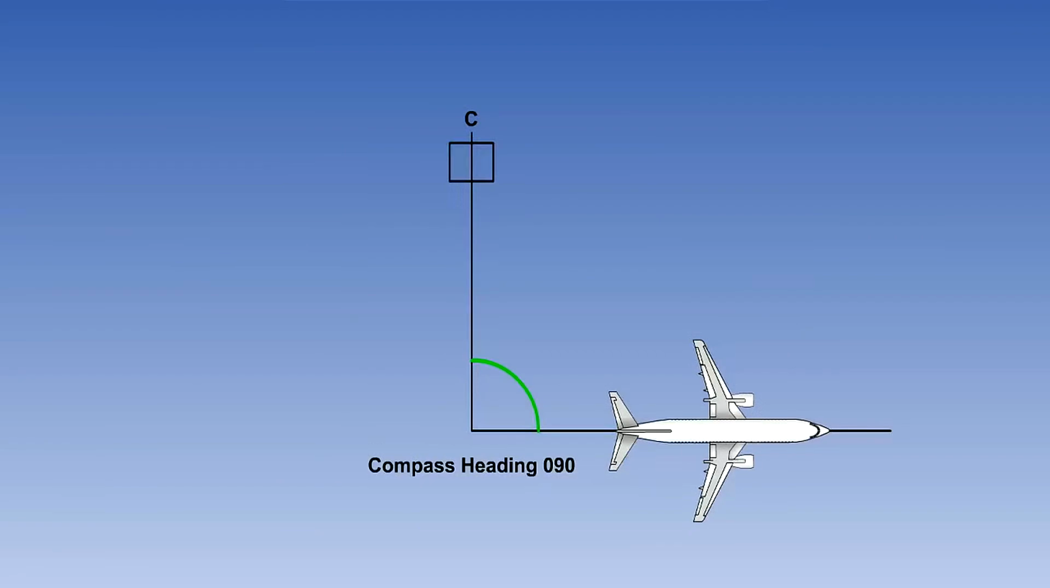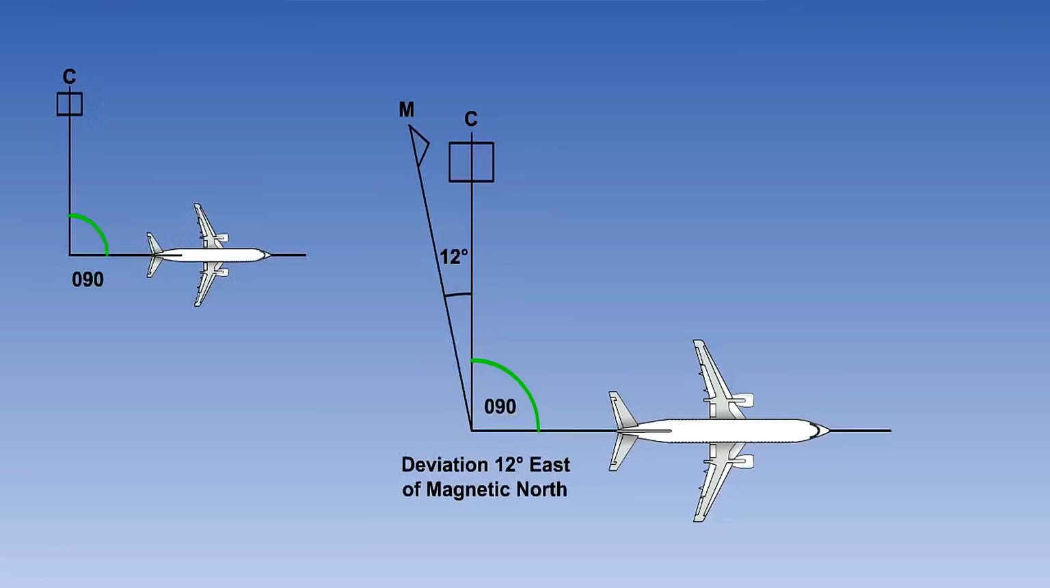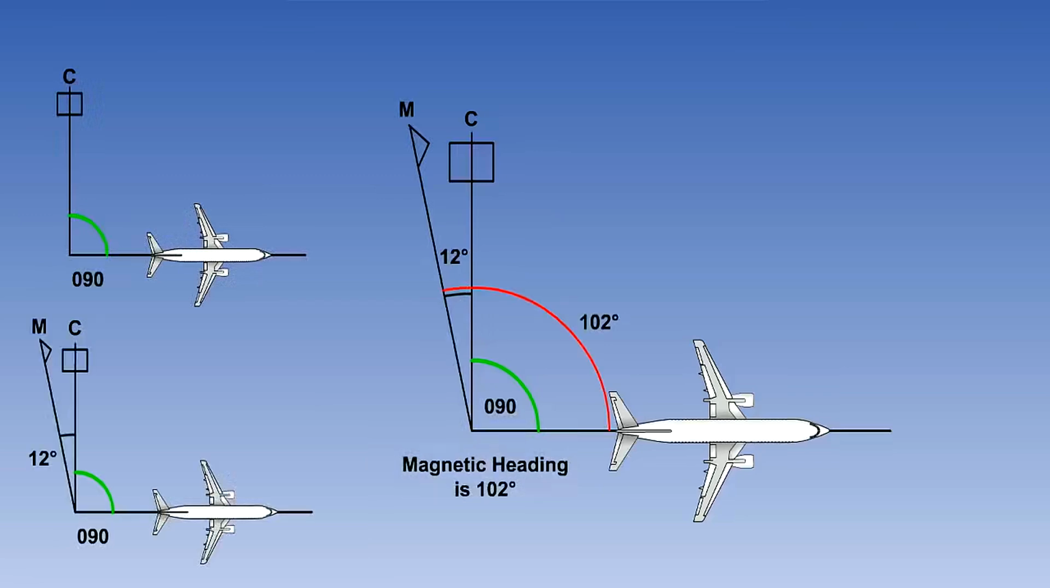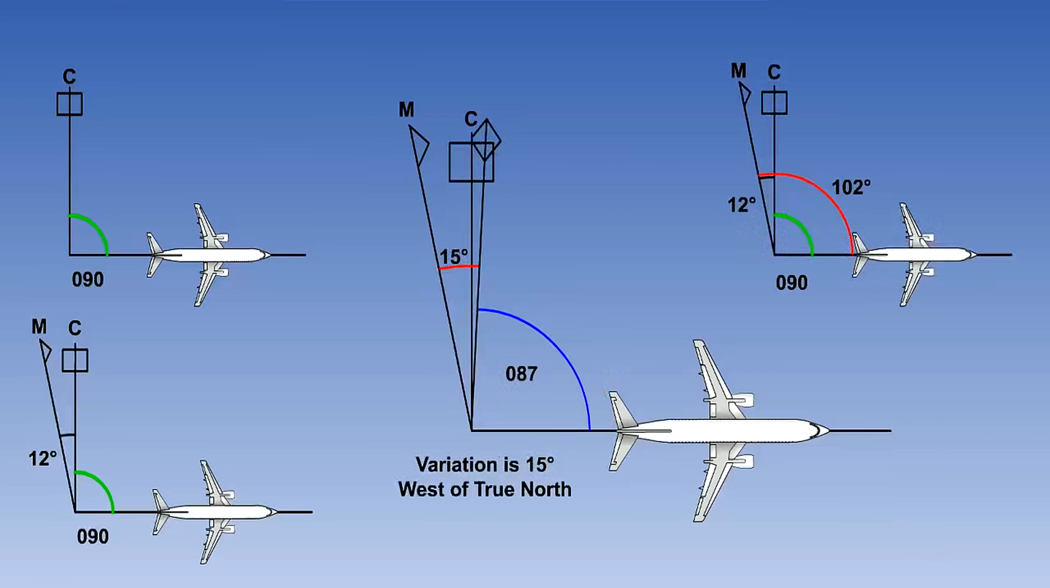Let's go over one more example to find the true bearing of the aircraft from the beacon. The heading is 090 degrees compass. Deviation is 12 degrees east. So heading is 102 degrees magnetic. If variation is 15 degrees west, true heading is less by 15 degrees, namely 087 degrees true. That completes the preliminaries.